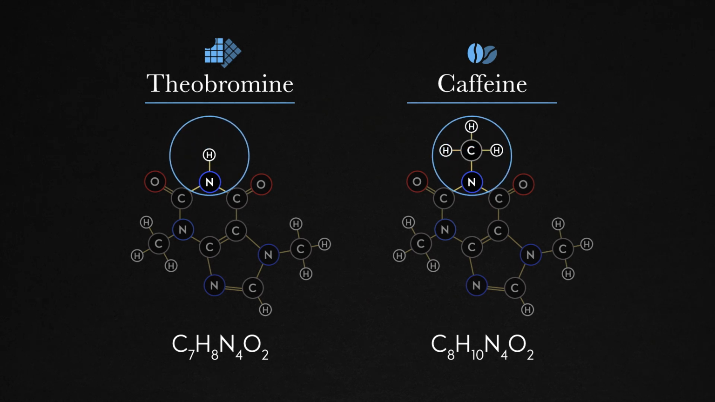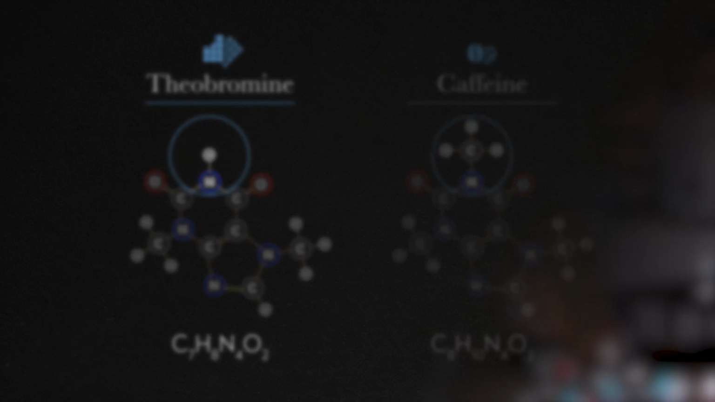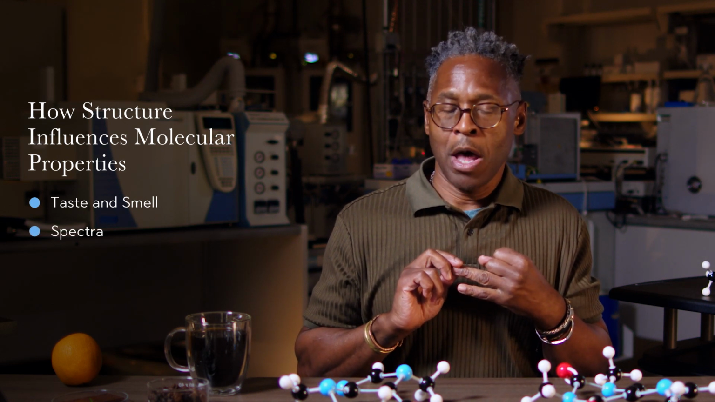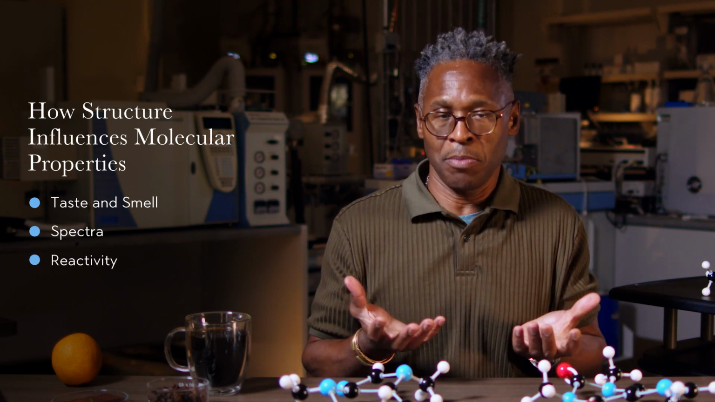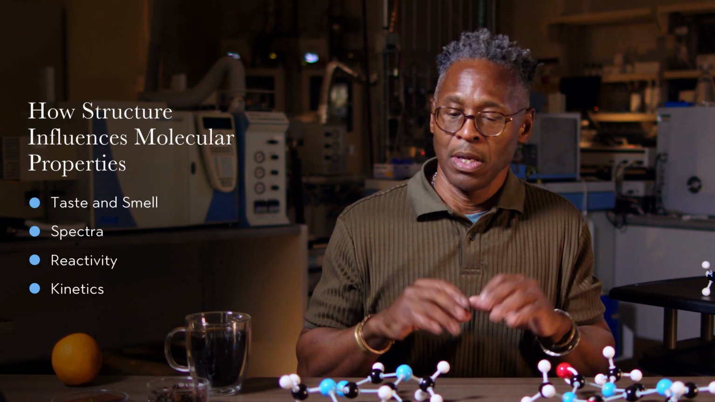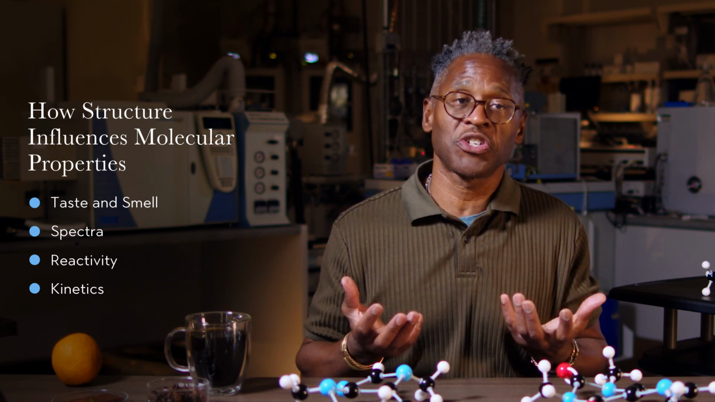A small difference in structure can lead to a pretty significant difference in properties. In this case, it's the difference between the flavor of coffee and the flavor of chocolate. But it could also be the way that the molecule interacts with energy and light, or spectroscopy. It could be the way that the molecule reacts with other things, reactivity. And it could be the speed that the molecule reacts, kinetics. Each of these properties, and many more, are tied to the structure of the molecule.